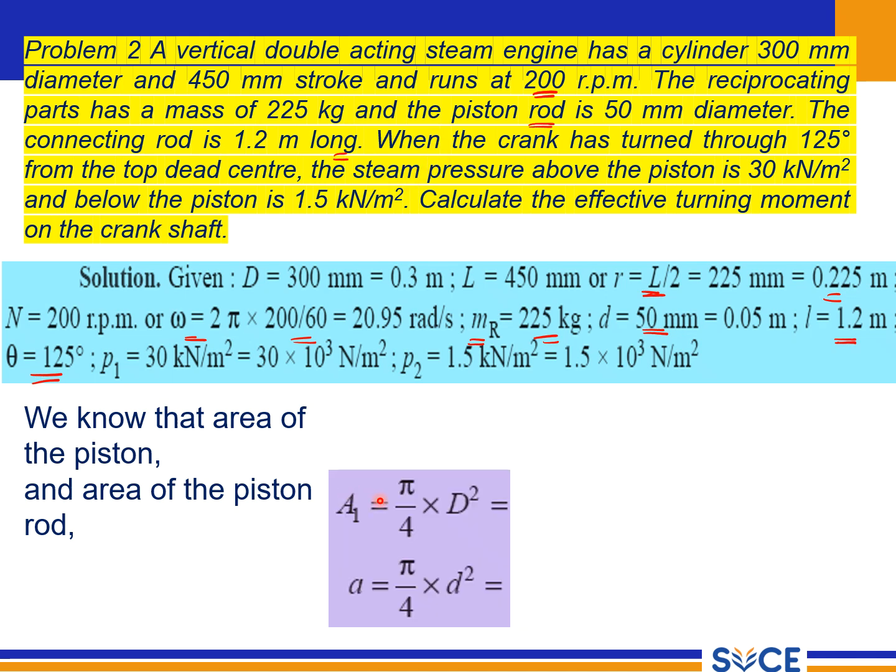The pressure acting on the top side is P1, above, and below it is going to be P2. So here the area is A1, here the area is A2. What is A2? A2 is nothing but A1 minus A. So first we calculate A1. It is nothing but pi by 4 bore diameter, so pi by 4 into D square. Here D is 0.3 meter, you can substitute.